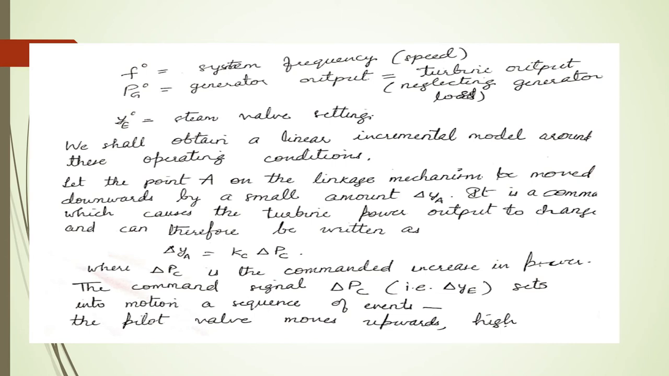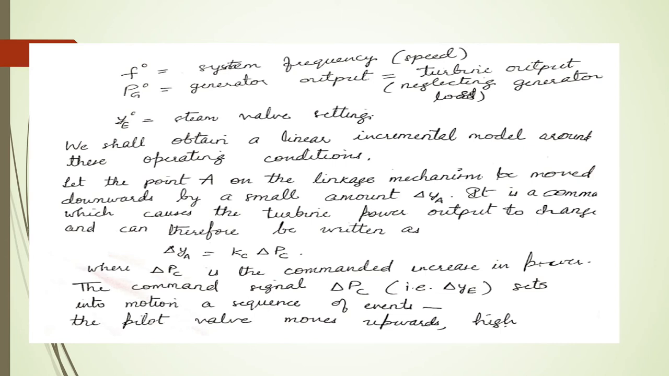YE0 is the steam valve setting. So we are obtaining a linear incremental model around these operating conditions. Let point A on the linkage mechanism be moved downwards by a small amount delta YA. So delta YA can be written as KC delta PC, where delta PC is the commanded increase in power.